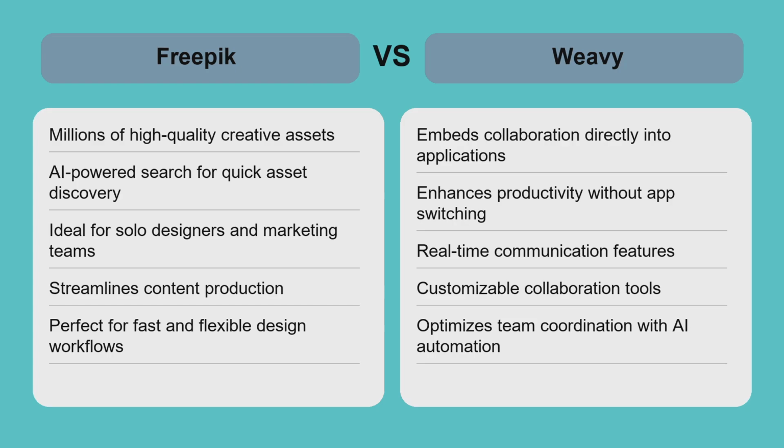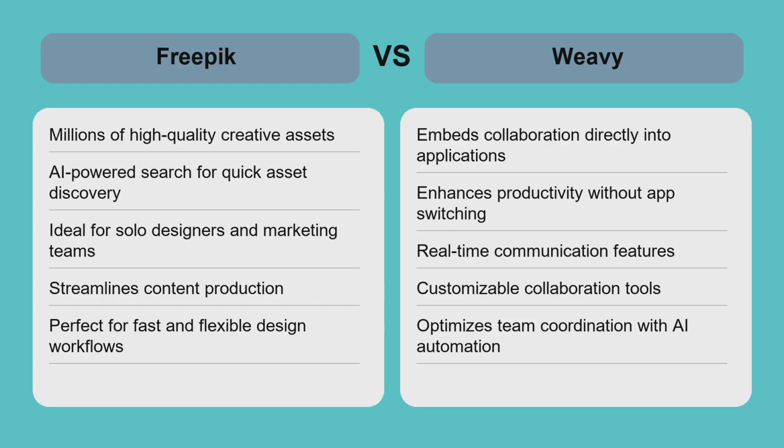Weavy, on the other hand, focuses on embedding AI-powered collaboration directly into apps, ideal for developers and teams, prioritizing communication and workflow integration. In real-world use, Freepik accelerates creative production, while Weavy boosts team productivity by reducing app switching. The trade-off is between asset richness and collaboration depth.